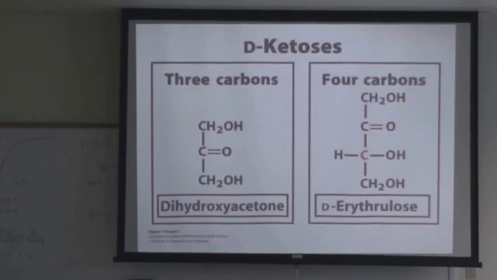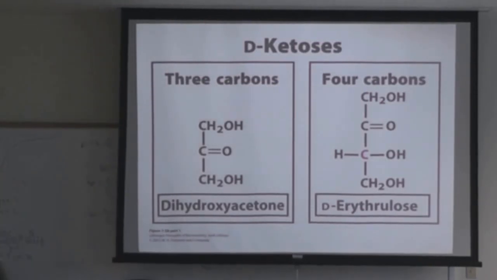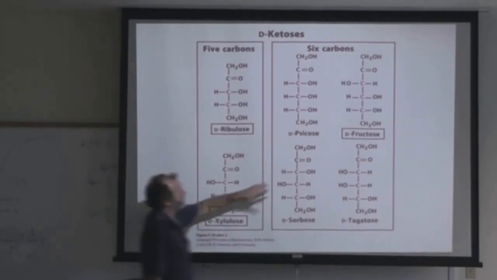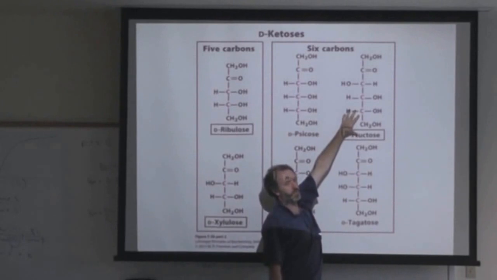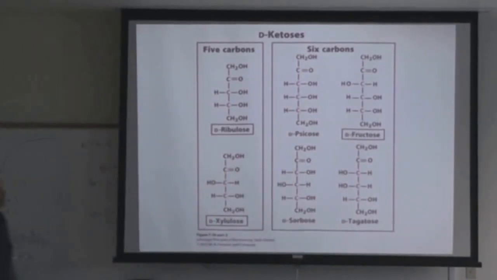Then your D-ketoses, dihydroxyacetone. So this is the only one with no optical center on this molecule, right? Whereas D-erythrulose, I can't say these. And then there's fructose. So we'll see, we convert glucose into fructose during glycolysis, right? So we'll see how that is done in the future.